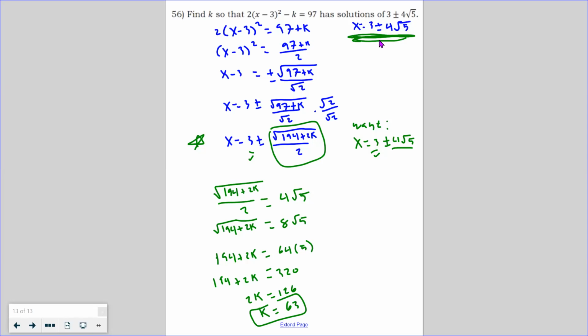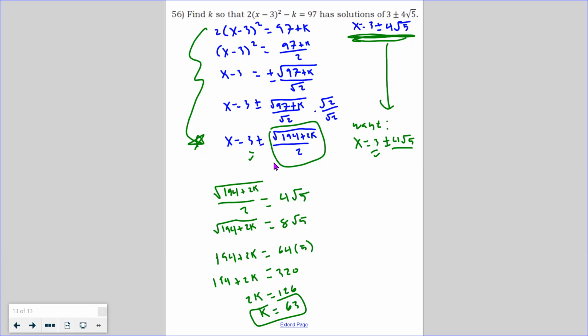And then from there, what I did is, well, if I know that's the solutions, let me just solve for the solution with k in it. So for this part right here, I solved for x. I solved it all out for x, and I got that x equals 3 plus or minus the square root of 194 plus 2k, all divided by 2, sorry. After that, I took this and moved it down, just to see it. I know that I want 3 plus or minus 4 root 5 to be my solution, right? So I know that x equals 3 plus or minus the square root of 194 plus 2k divided by 2.